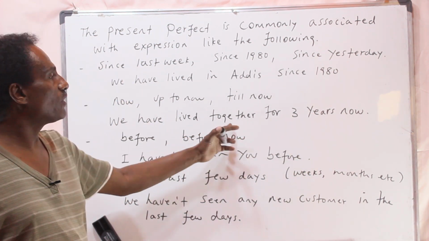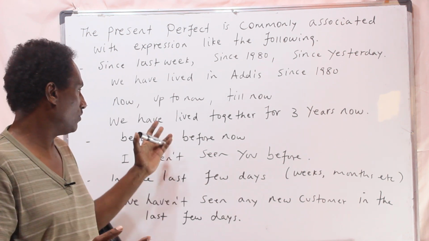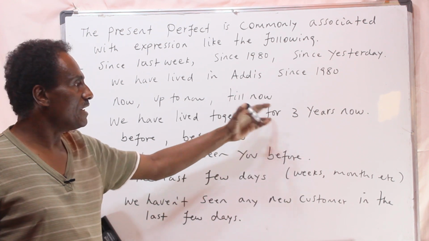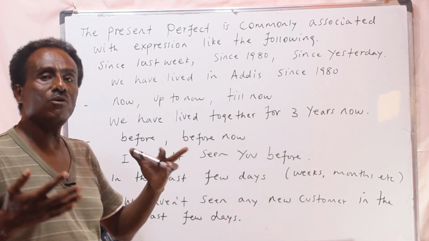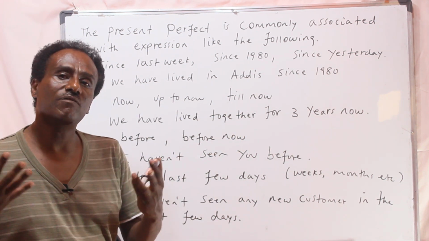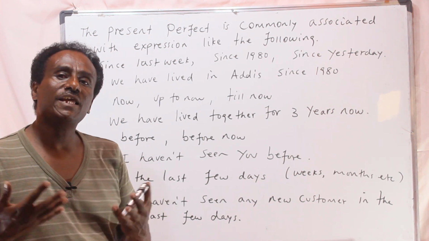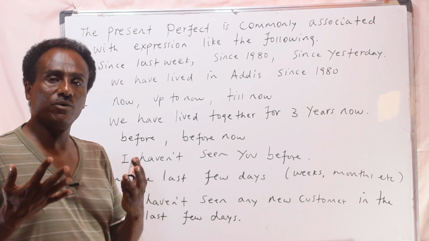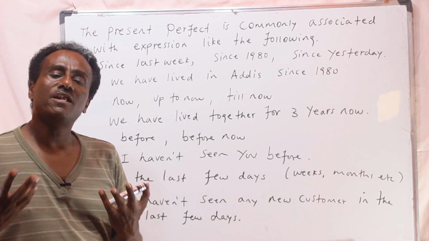We have lived together. Together, and live. We have lived together till now, up to now. We have lived together up to now in love and peace. We have lived together up to now in love and peace.